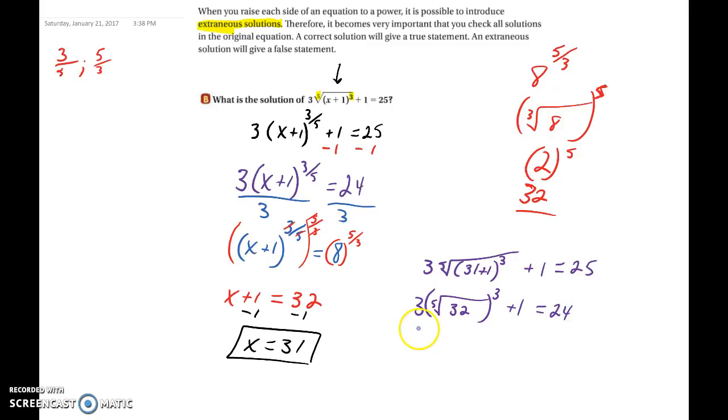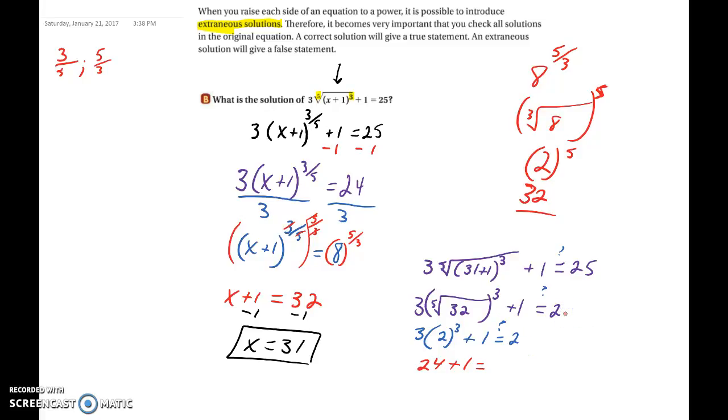So the 5th root of 32 is 2. So 3 times 2 cubed plus 1 is equal to 24. We're asking ourselves, does this actually equal? And 2 cubed is 8. 3 times 8 is 24. So 24 plus 1.